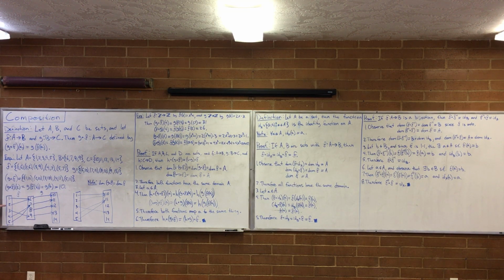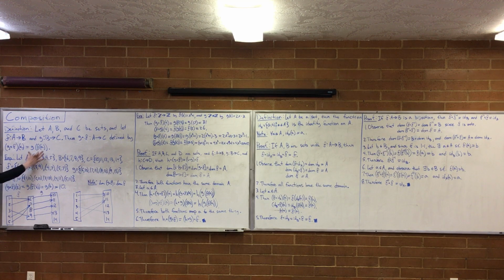What does 2 go to? 2 goes to 6 goes to 10. Oh, so 2 goes to 10. Where does 3 go to? 3 goes to 9 goes to 13, so 3 goes to 13, etc. That make sense? So that's one way to think about it.